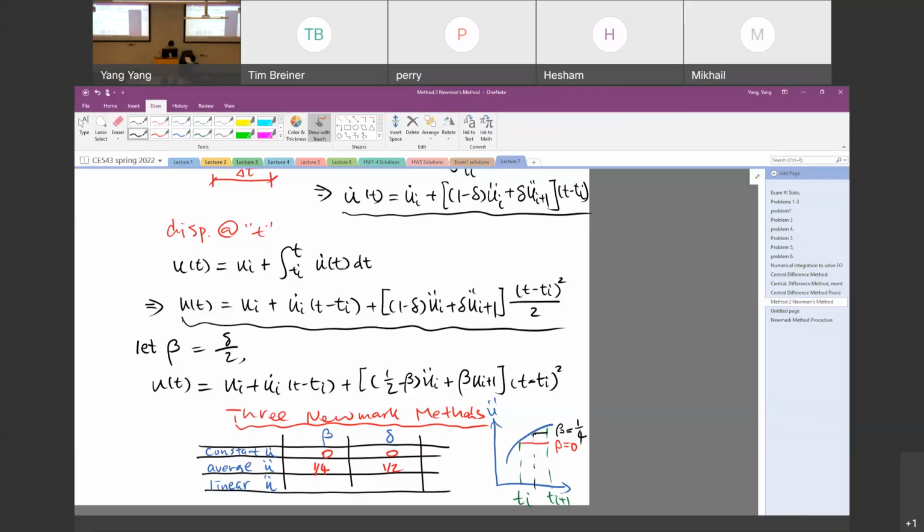And then we also have the linear acceleration, where we have beta equal to 1/6.